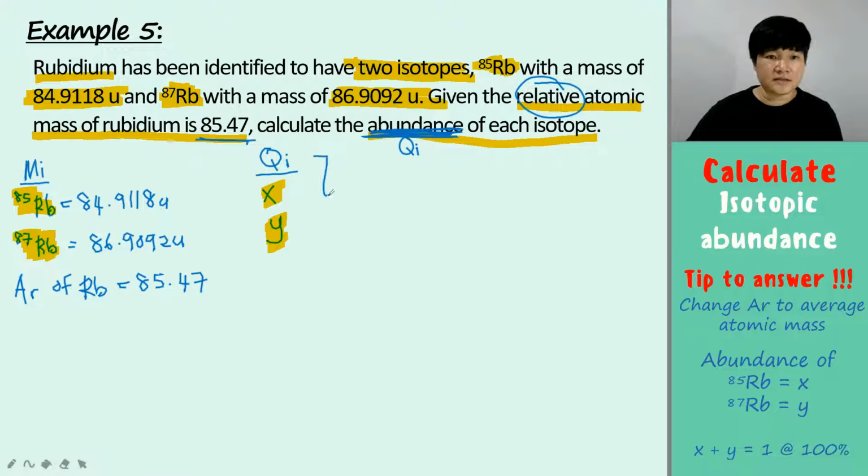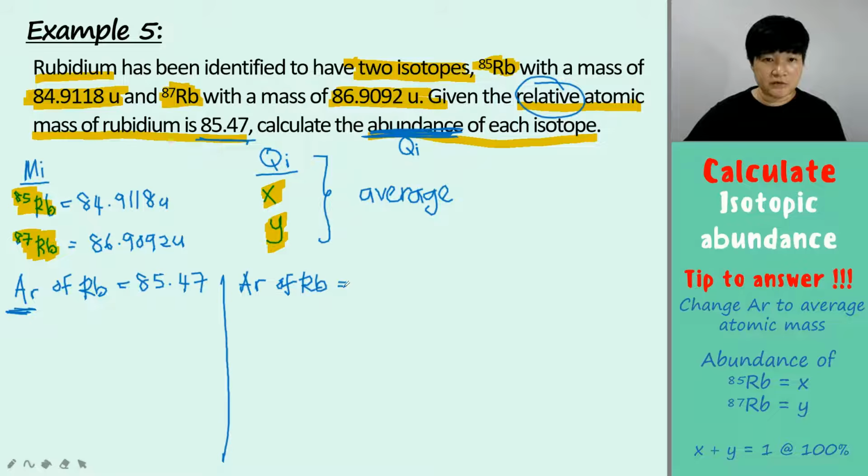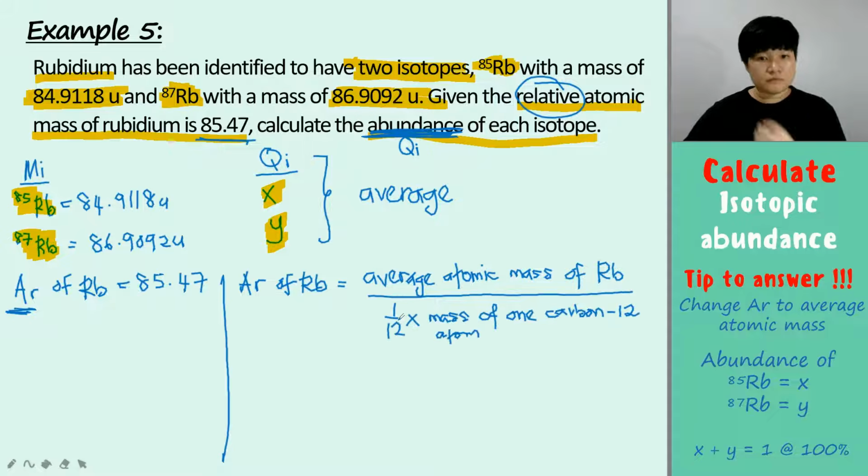And since the question is asking for the QI, we know that the QI will only be in the formula of average. Only in the formula of average we have the QI-MI over QI. Remember that? Therefore, we need to change this relative atomic mass given into average atomic mass so that we can find the QI. And how can we change the relative atomic mass into average atomic mass? Simple. The formula of relative atomic mass of rubidium will be equal to the average atomic mass of rubidium over 1 over 12 times the mass of one carbon atom, carbon-12.